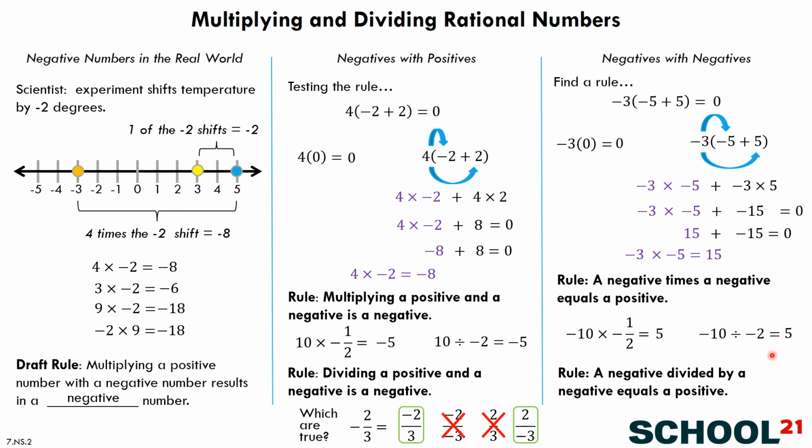Okay, so really quickly, let's review the rules. A positive and a negative, when you're multiplying or dividing, what is that going to be? Negative. And when you have two negatives, and you're multiplying or dividing, what is that going to be? Positive. Perfect. Good job.